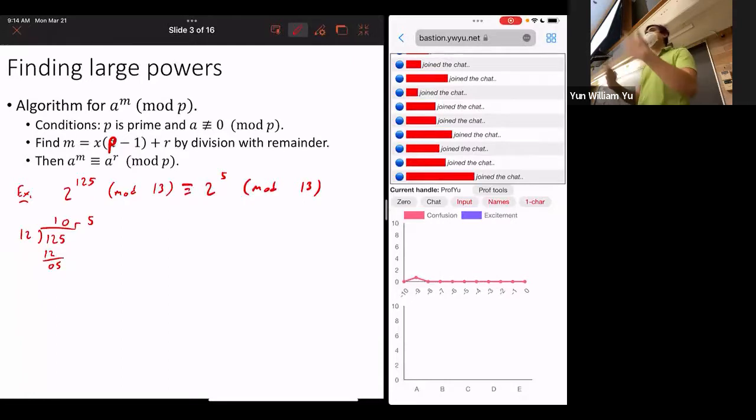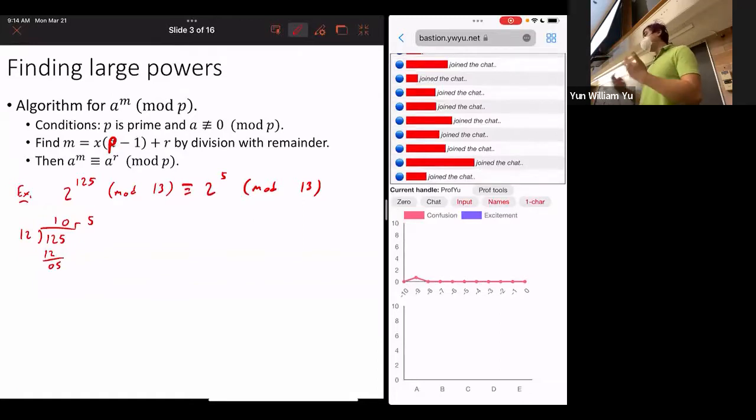And if you have a calculator, you could also figure out that 2 to the 5 is 32, which means that you can just take that, divide it by 13, find the remainder, and that gives you the answer. But if the power is too big, then you might want to break it up into powers of 2. So this is also congruent to 2 to the 4 times 2 to the 1 mod 13.